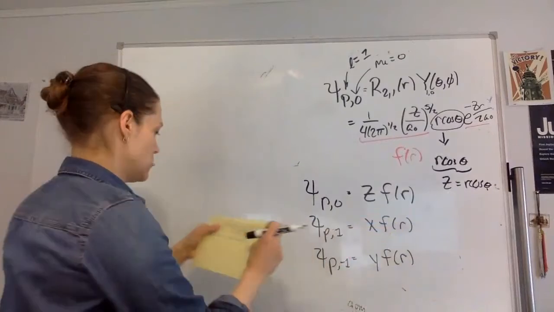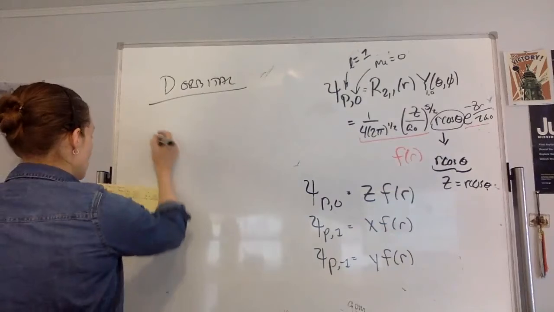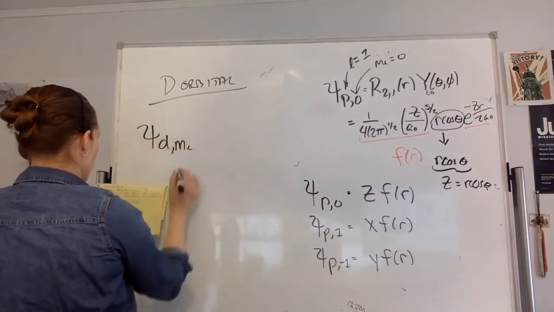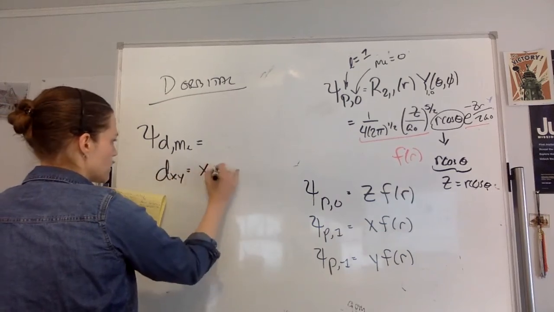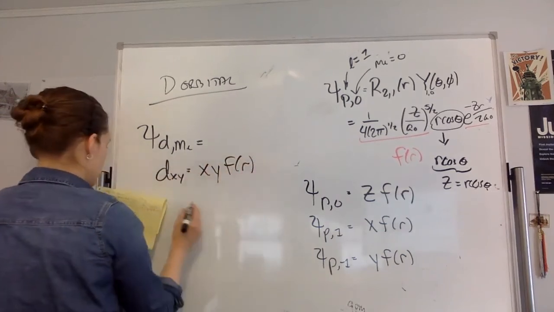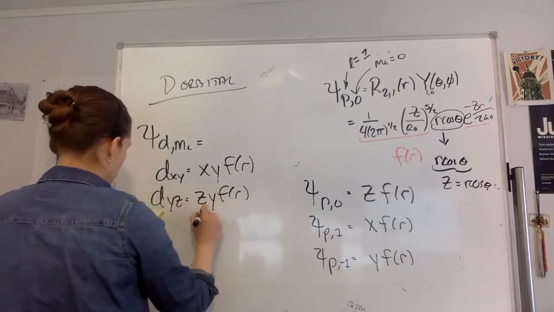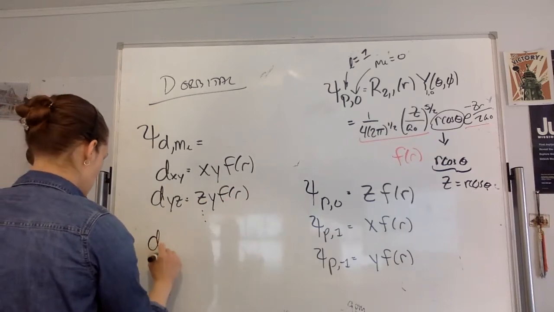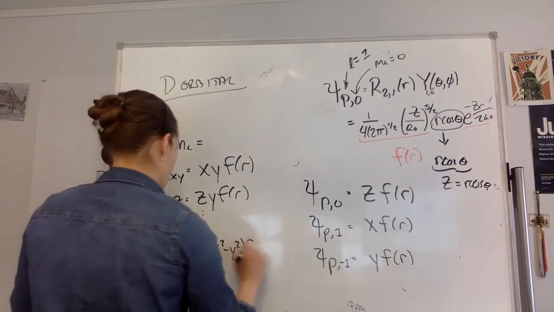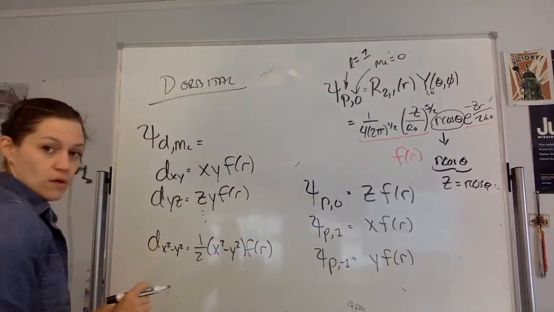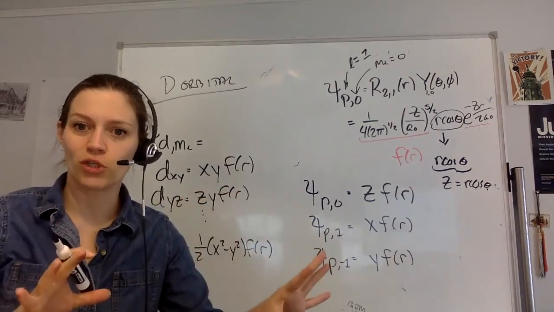For the d orbital, you get psi d m sub l equals, and we label this dxy, which is equal to x times y, our f of r function, dyz, which is equal to zy f of r function, and so on. You get dx squared minus y squared equals 1/2 x squared minus y squared f of r. Cool? So you kind of get the notation. I'm not asking you to do any of this notation. I'm about to show you something really cool.